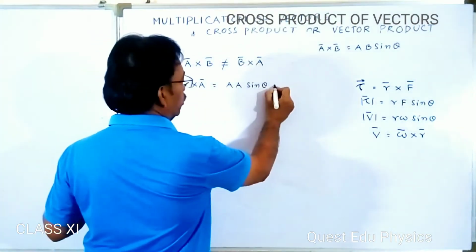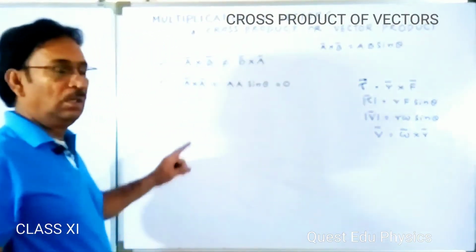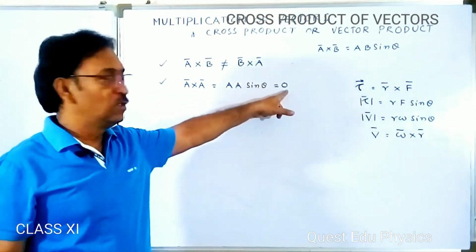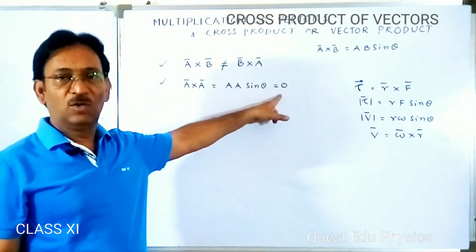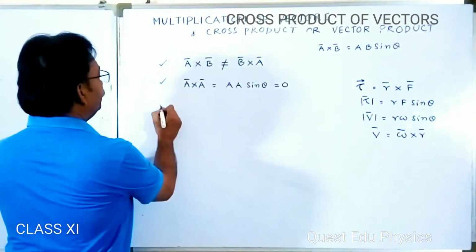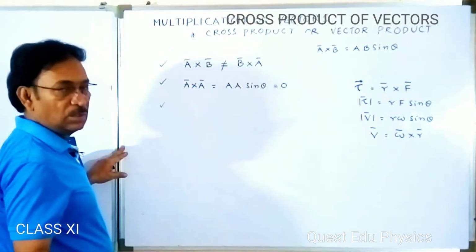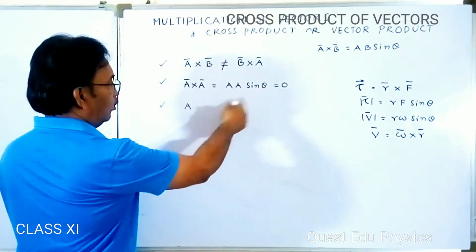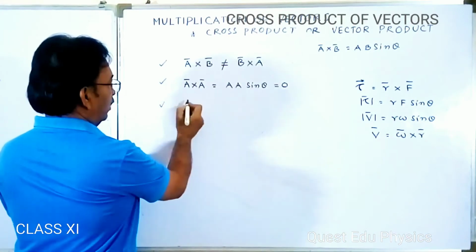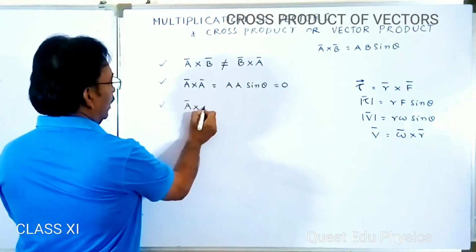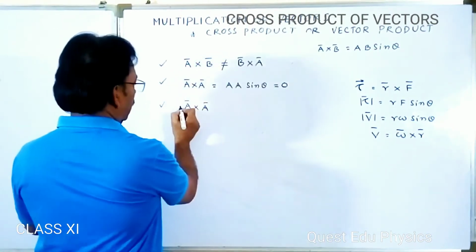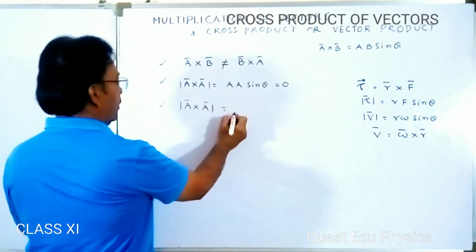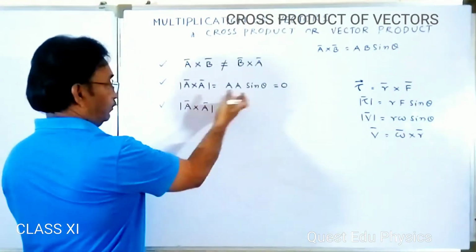That means it is equal to 0. That means the cross product of the same vectors always leads to a null vector or zero vector. And one more thing, here two vectors are perpendicular to each other. That means 0. Here we are taking the magnitudes, A bar cross A bar is equal to A into A. That's what we get.